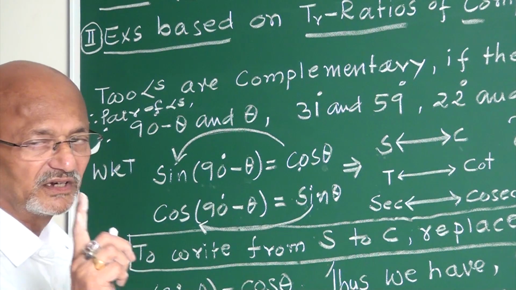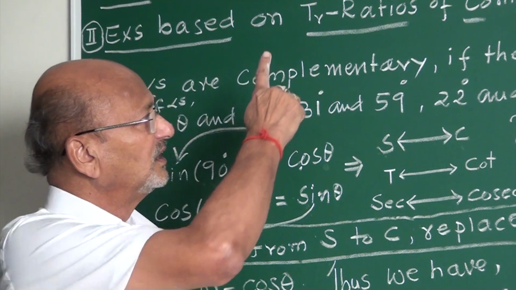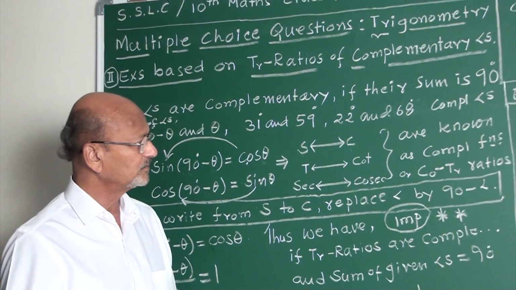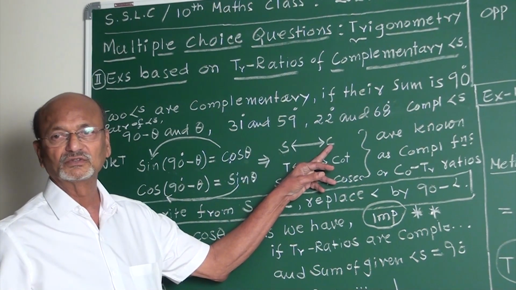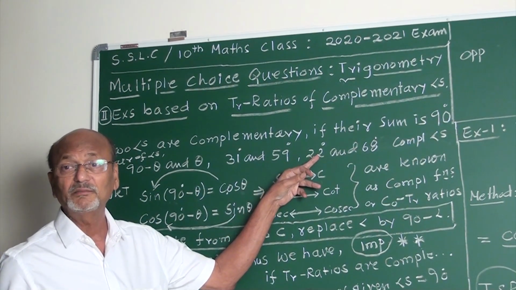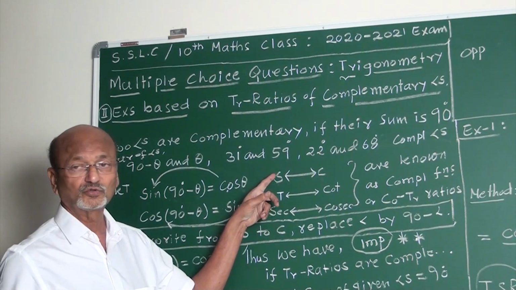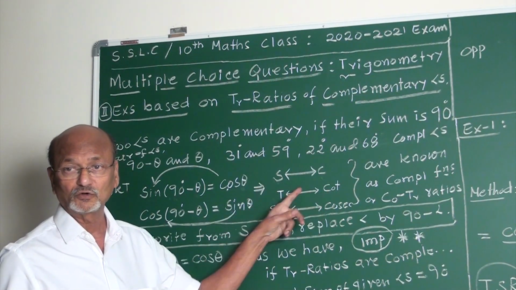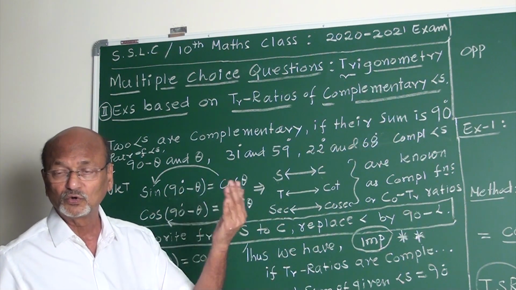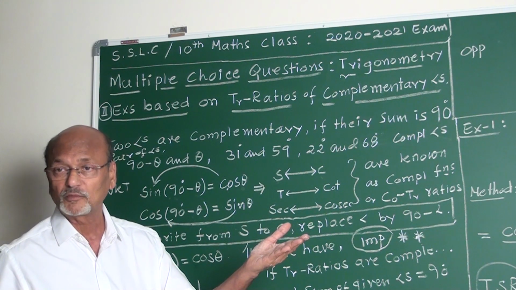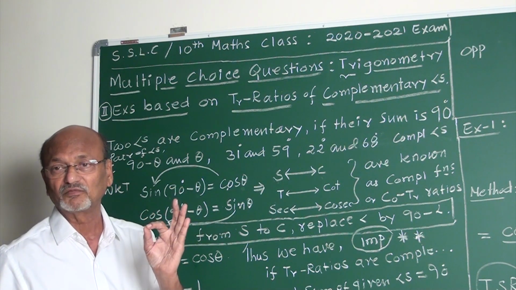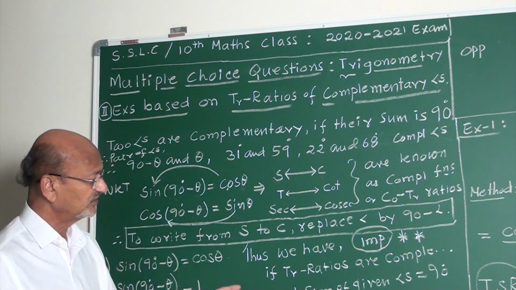Therefore, my friends, here is one very useful result for multiple choice questions, which is very important. If you change from sin to cos, replace the given angle with 90 minus the angle. Similarly in changing from cos to sin, tan to cot, cot to tan, sec to cosec, cosec to sec. In changing from one complementary function or co-trigonometric ratio to another, replace the given angle by 90 minus that given angle, where 90 is fixed. I have written the same here.